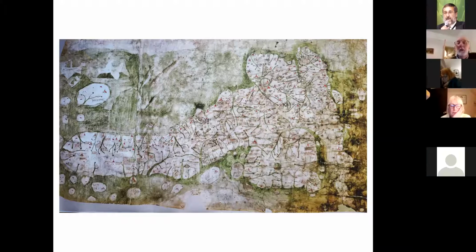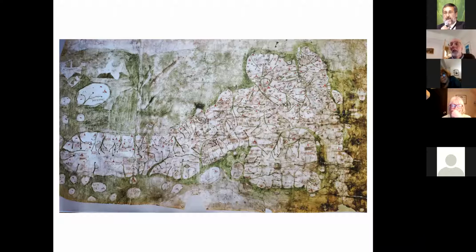And I say probably because the only evidence of any sort of dating for this is the fact that Coventry is shown on it as a walled town. And we know that Coventry didn't have walls until about 1350. There's no other real evidence to date this map.